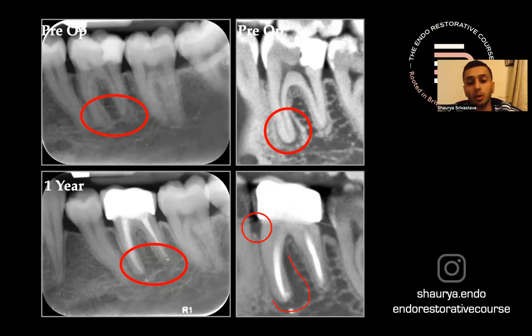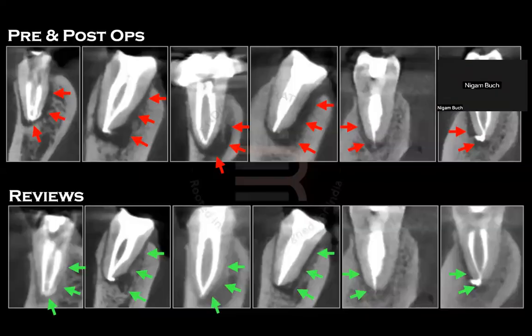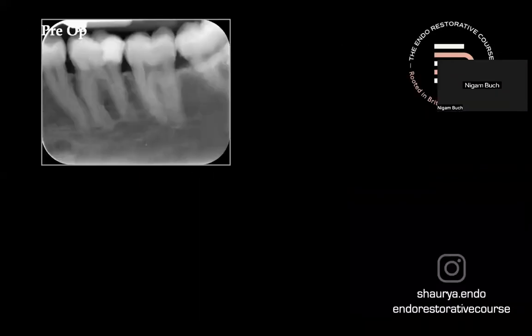All right, so again, compare 2D and 3D. 3D shows you so much more in terms of detection of lesions, but you cannot see a fracture over here. It's about how you correlate your clinical findings to your radiological findings.